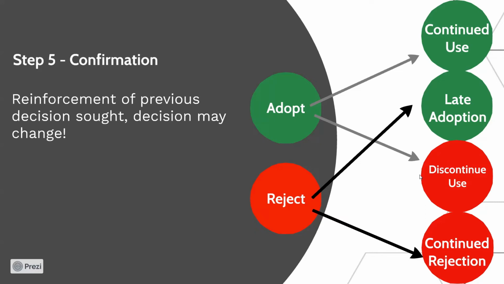This would be, for example, I initially adopted a type of deodorant that I thought worked well, and after using it in step 4 and evaluating it, it turns out it's not helpful to me, so I'm going to discontinue use and replace it with a superior brand. So that's the first type of discontinuing use.